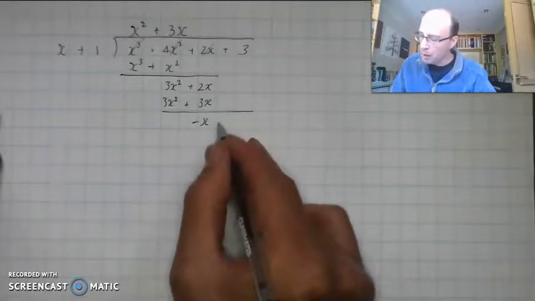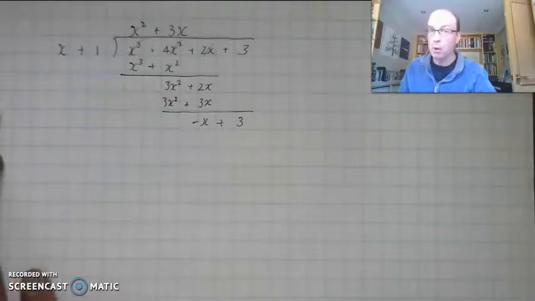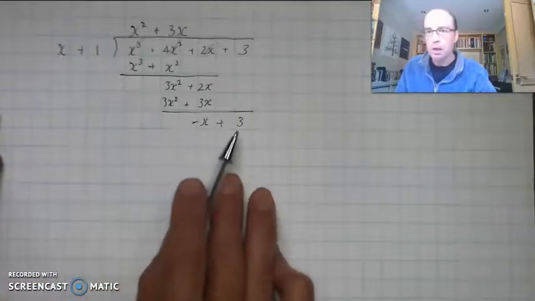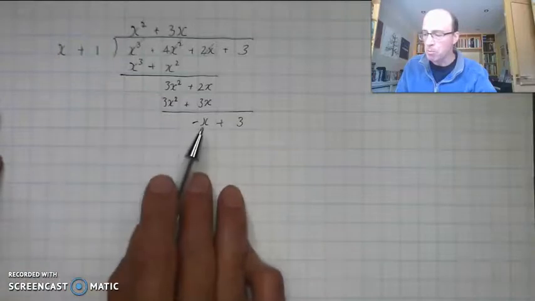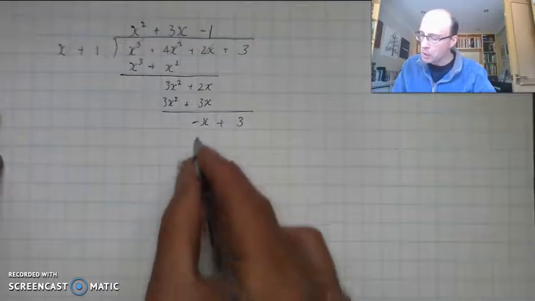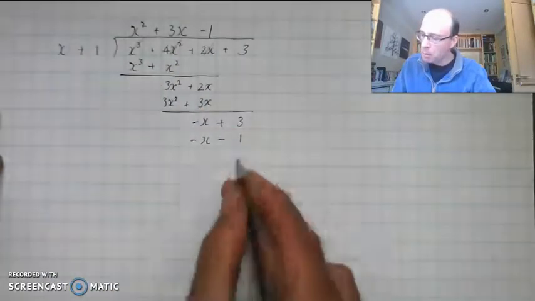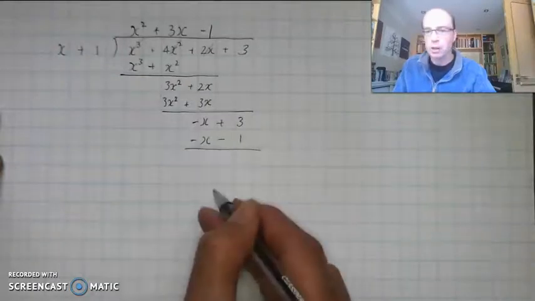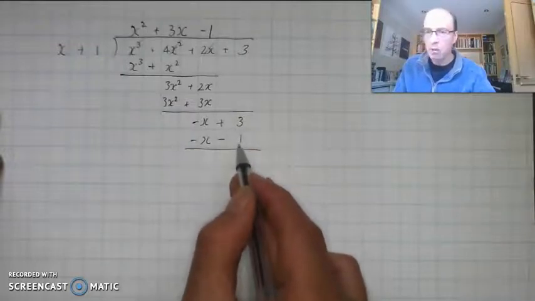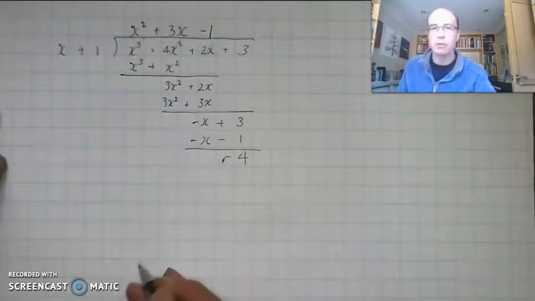Then I'm going to bring my plus 3 down. Almost there, but not quite. Because my x plus 1 term, I can still divide into minus x plus 3. So how many x's go into minus x? Well, that's minus 1. So minus 1 times x gives me minus x. Minus 1 times plus 1 gives me minus 1. Do my subtraction. Minus x take away minus x, that's going to cancel. Plus 3 take away negative 1 is going to give me 4. So I've got a remainder of 4.